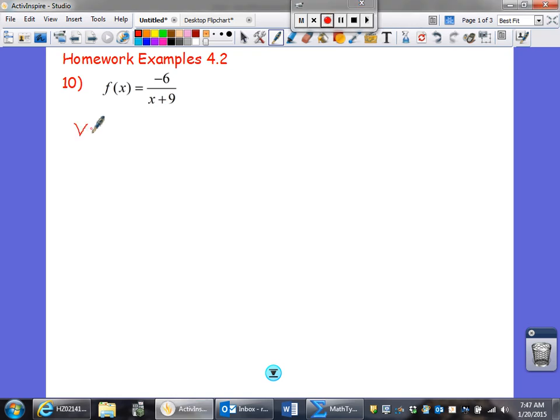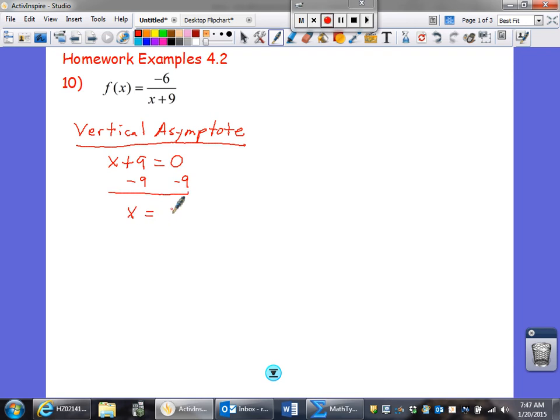So if you want to find the vertical asymptote to the graph, because we are going to be graphing these and you have to be able to find these first, you just have to take the denominator, set it equal to 0, and solve the equation. When you solve this particular equation, you get x equals -9. X equals -9 is an equation of the vertical asymptote. Okay, that's a vertical line.